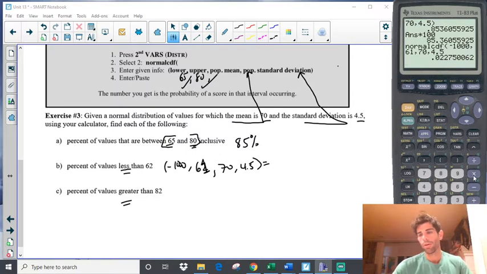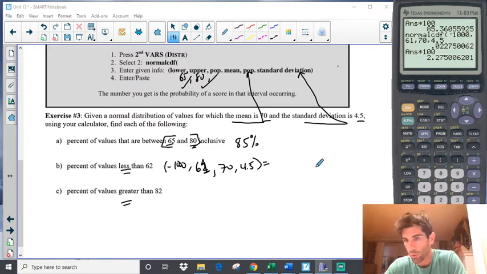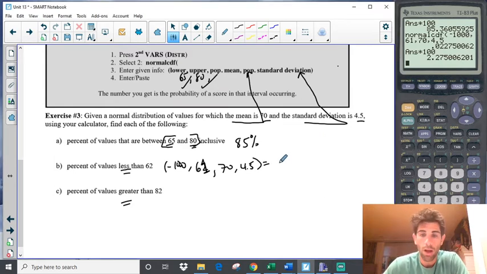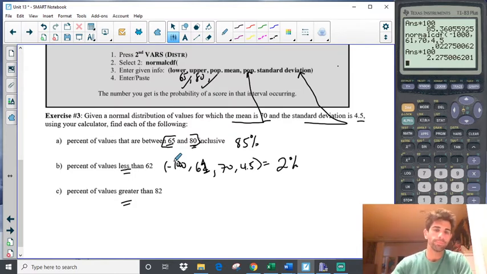Take that number, multiply by 100, and 2.2 or 2.3 or 2%, whatever you want to call it there, would be the value of percent of people that are less than a 62. So there's not that many people there.